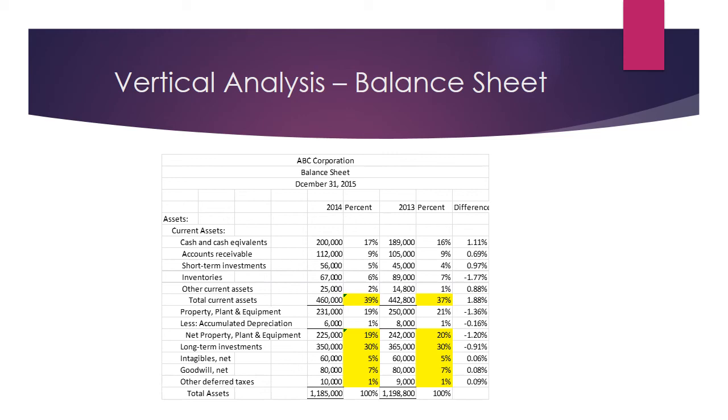If you see the bottom line there, the $1,185,000 is my 100%. So 39% of that is my total current assets. The remaining is going to be my fixed assets. And I did the same for 2013. There's very little change between the two. You can see that I had to carry it out a couple of decimal points to even see a change. Most of the items were less than 1%, which is good. But it still gives me, as an analyst, an idea of what's going on.